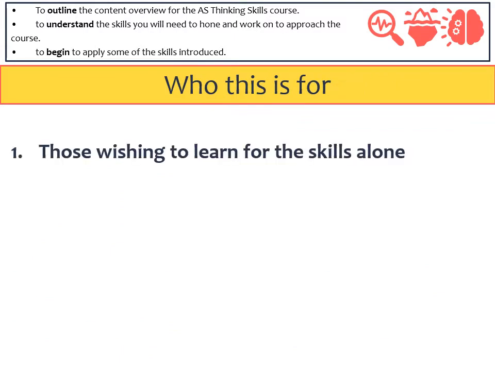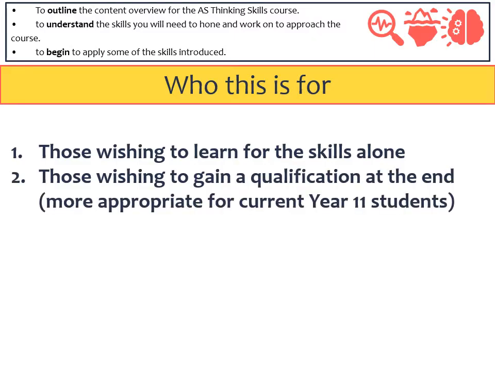This course is for those who wish to learn for the skills alone. You might want to improve on the skills that the Thinking Skills AS qualification brings forward, and you may not wish to gain a qualification at the end of this. You might do this purely to improve those skills to complement your A-level studies. Or you might wish to do this to gain a qualification at the very end.